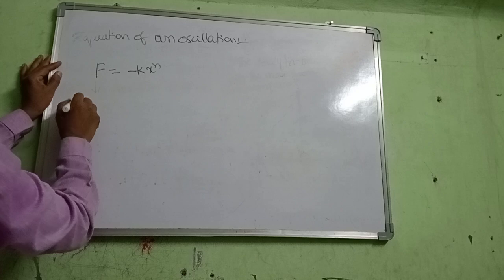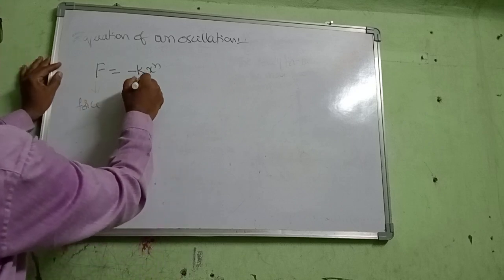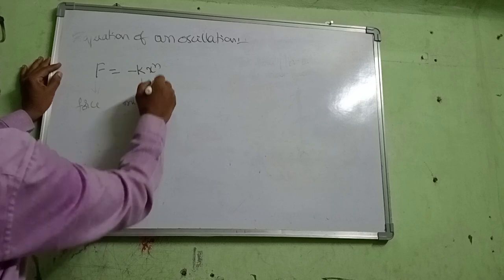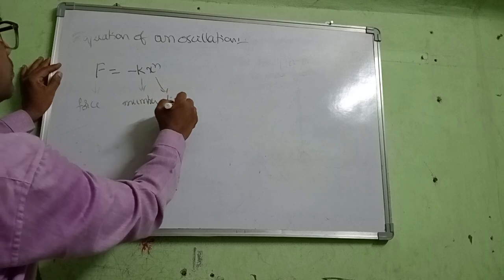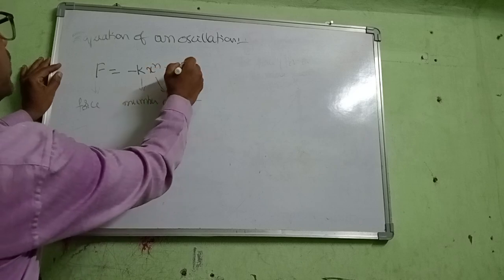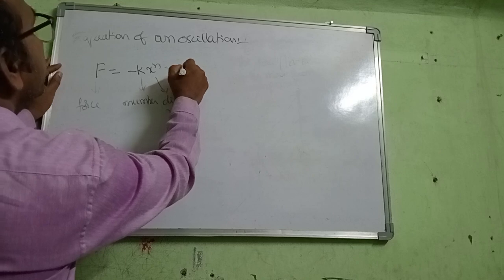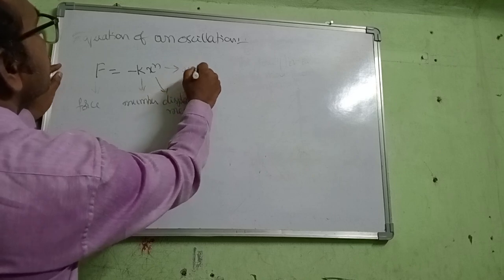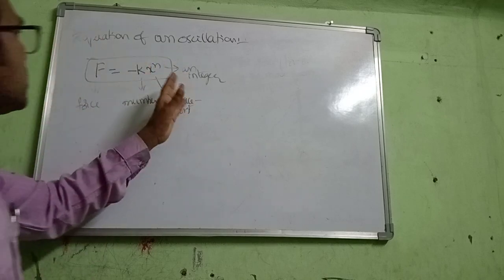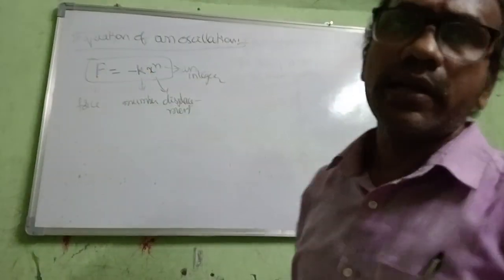So F is the force, meaning restoring force. K is a number, any integer number. Okay. X is the displacement. N is any integer, positive or negative. Okay, now what is the equation of the oscillator? The equation of the oscillator is F equal to minus k x power n.